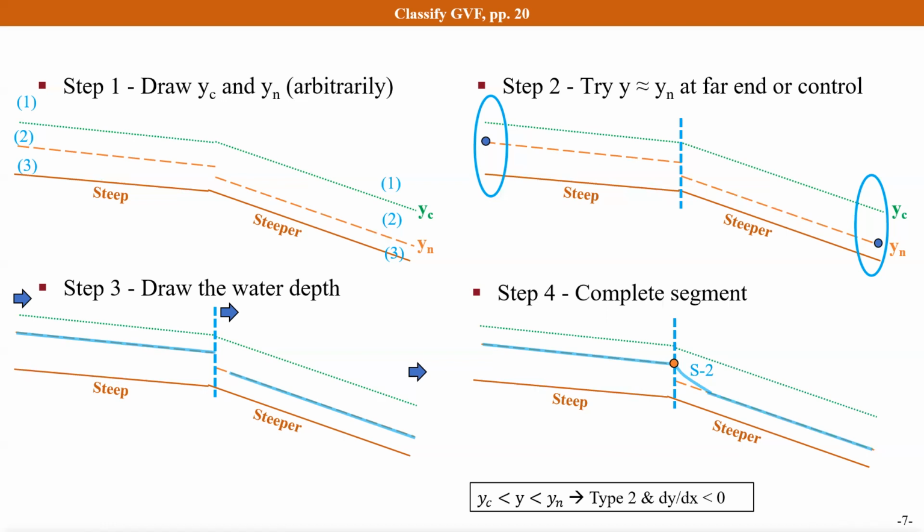Therefore, the water after the transition point should follow type 2, which means that the water depth after the transition point should decrease along the channel. In other words, dy/dx should be smaller than 0 until it approaches the normal depth in the steeper channel.